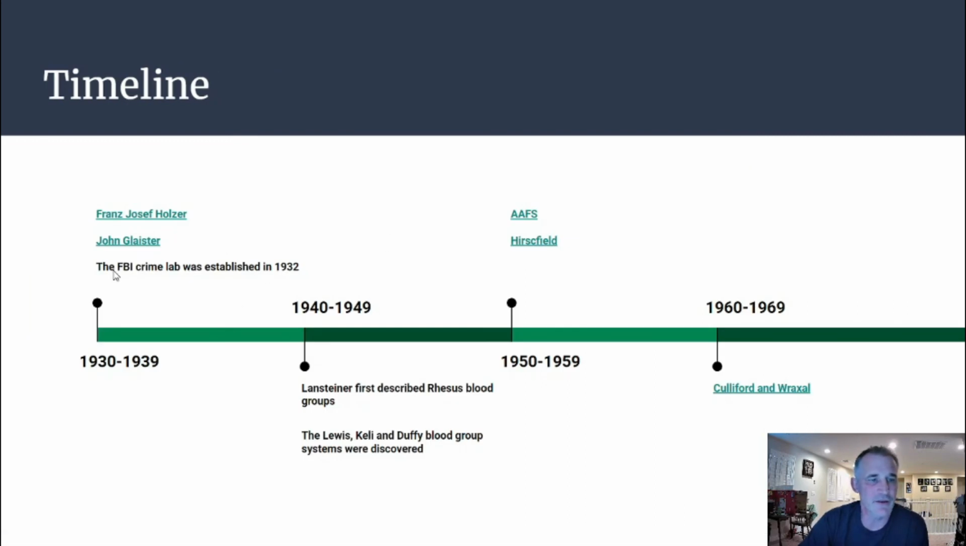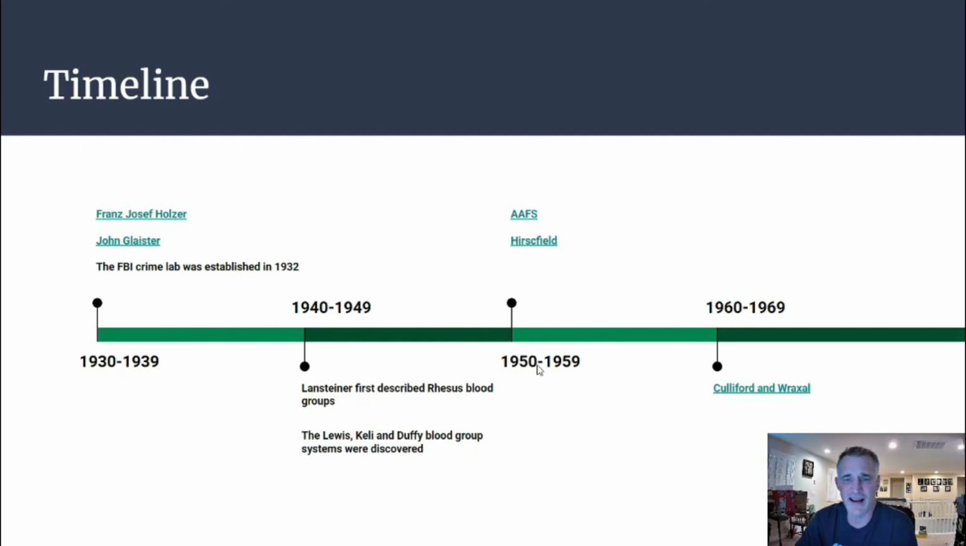Right around 1932, the FBI crime lab was established. And that moves us up to 1940, 1949. Landsteiner first described the rhesus group, so the Rh factor in blood. So you know how you have A positive or A negative. That Rh factor is either there, positive, or negative. So he kind of added to blood typing again. And then in addition to that, you have Lewis, Kell, and Duffy blood group systems were discovered right around the same time.